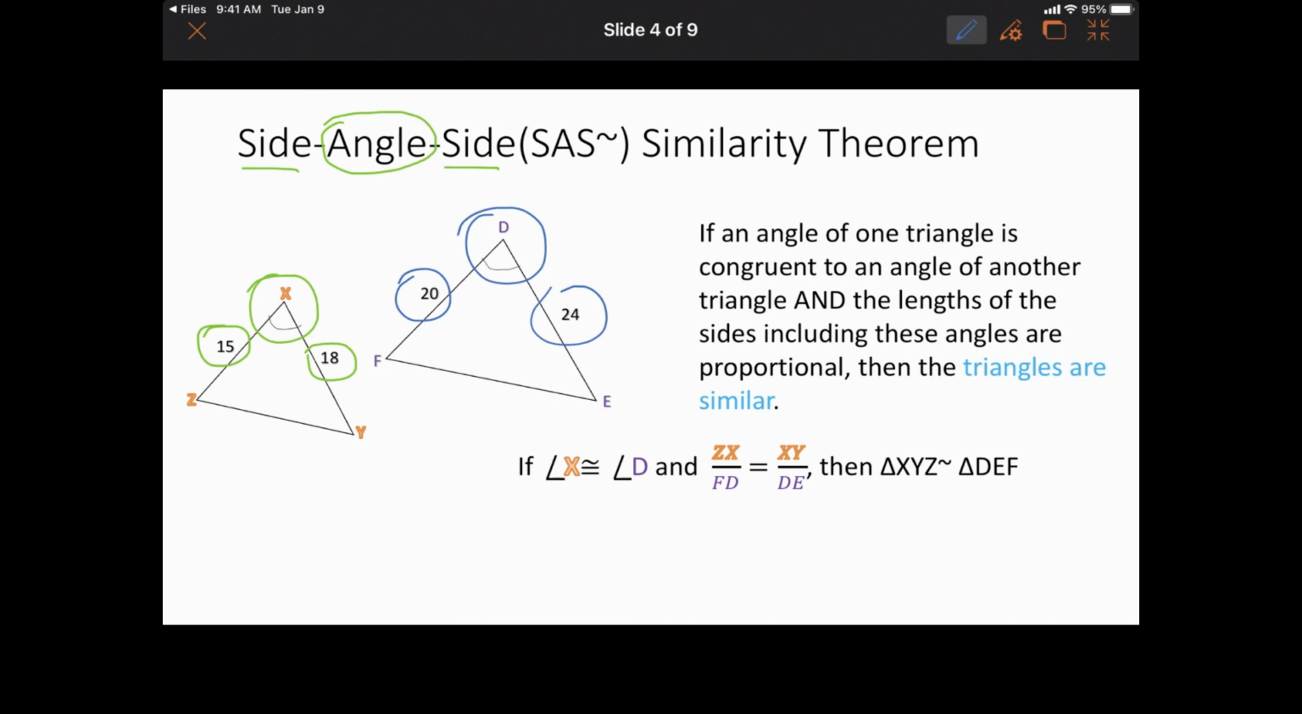So if an angle of one triangle is congruent to an angle of another triangle, and the lengths of the sides including these angles are proportional, then the triangles are similar. So here, the two angles are congruent, and then the sides that make up those congruent angles are proportional, then the two triangles are similar. Side angle side. So we have 3, and there's only 3: angle similarity, side similarity, and side angle side similarity.